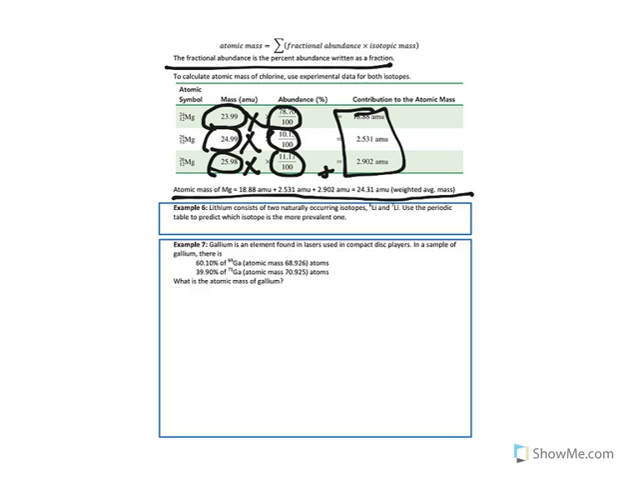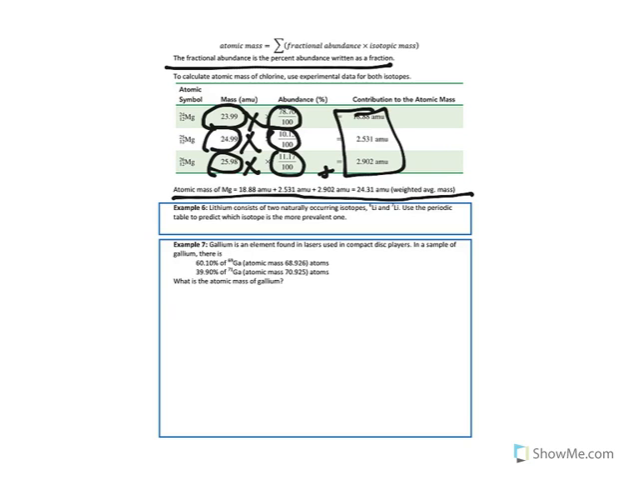In the case of magnesium, we get 18.88 for the magnesium-24, 2.531 for magnesium-25, and 2.902 for magnesium-26. Adding all of this together, we get 24.31. Let's take a look at our periodic table for a second.